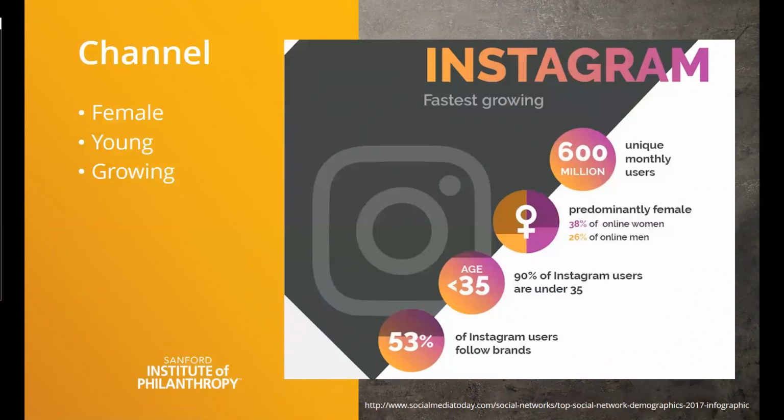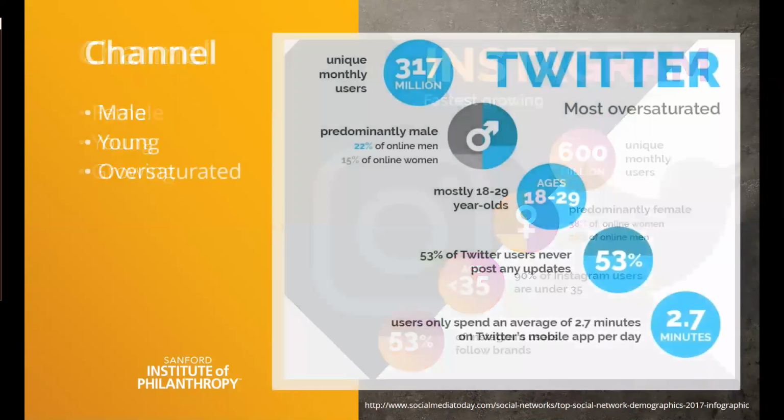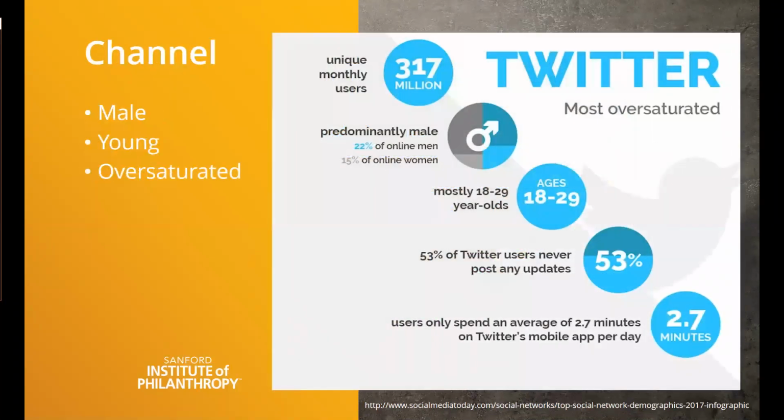And finally, we have Twitter, which again skews more male. It skews young. It's extremely oversaturated, and people are in here a very short amount of time. They jump on, they see a few news snippets, and then they move on. So again, it could have a place in your social media strategy. You just want to really evaluate all the different criteria.